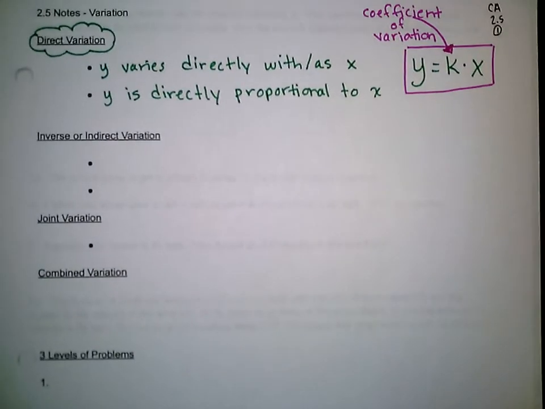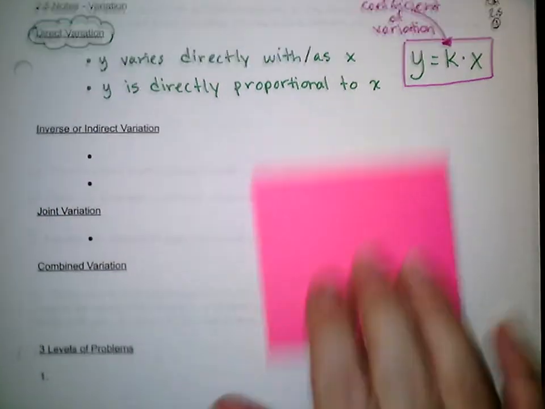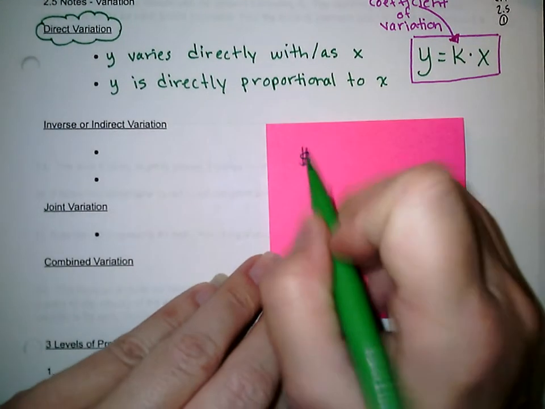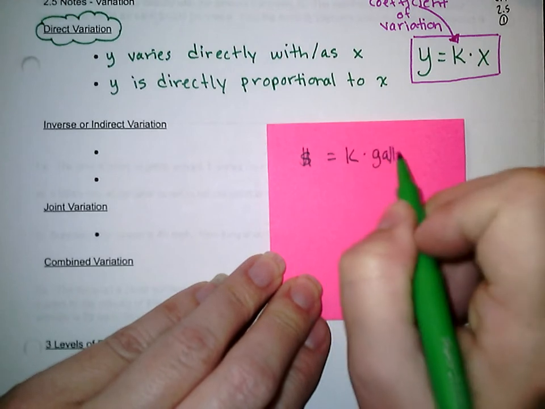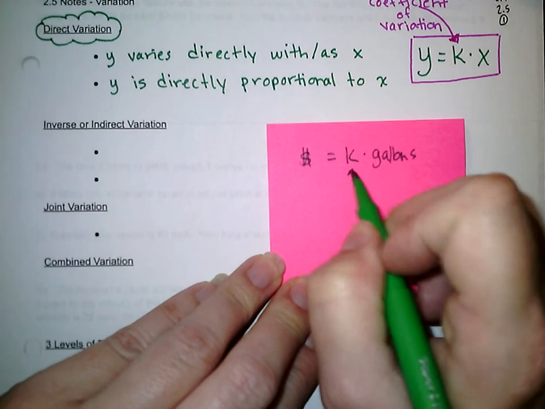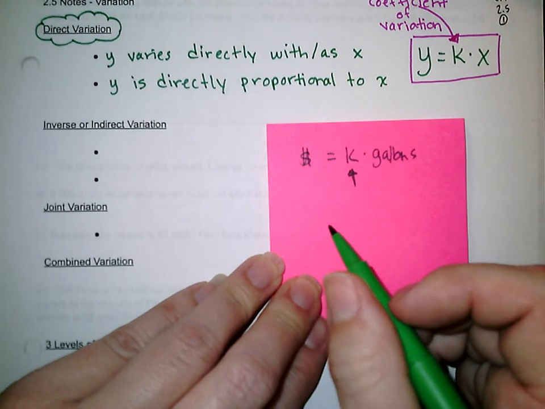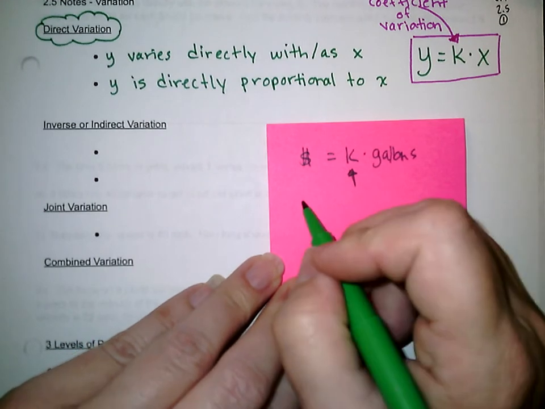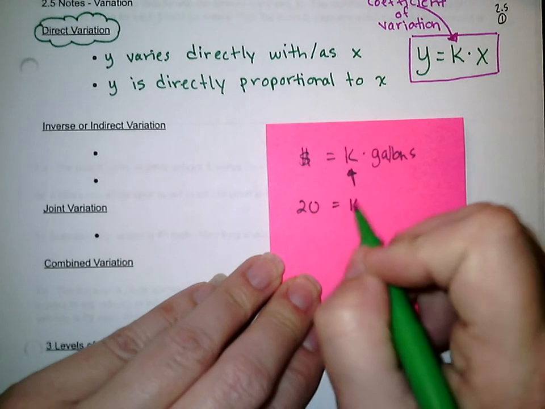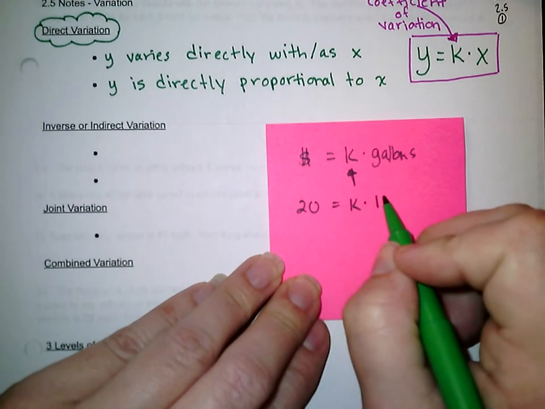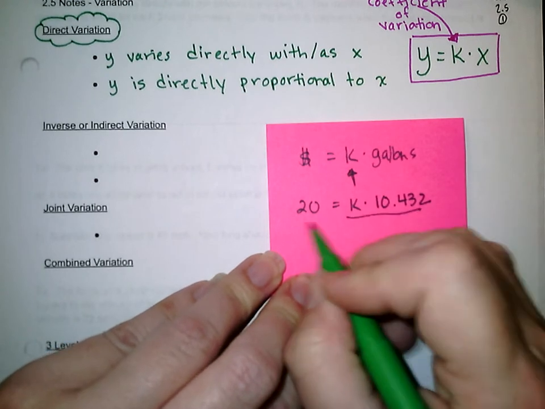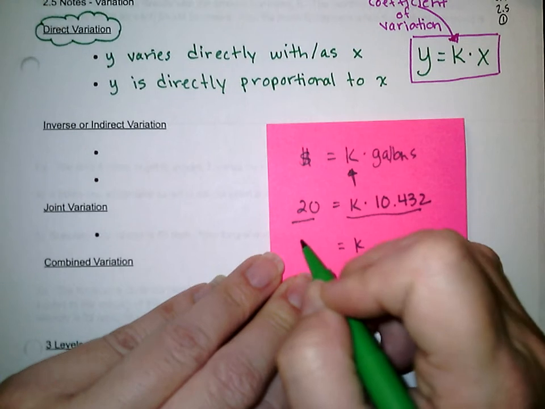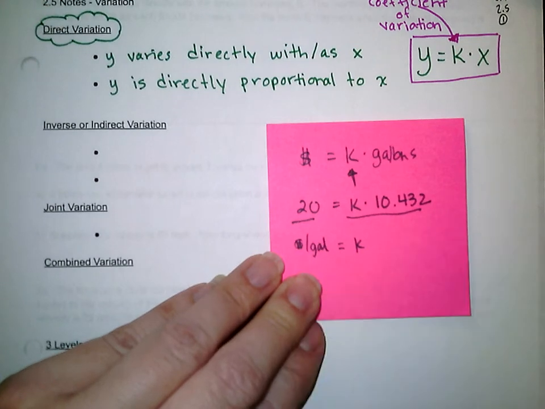And like in my gas station example, where the amount of money I pay at the gas station varies directly with the number of gallons of gas I buy, then this value for k would be how much I pay per gallon. So if I said I spent $20 when I went to the gas station and I got 10.432 gallons of gas, then when I solve for k, I would get how much money per gallon the gas cost me.